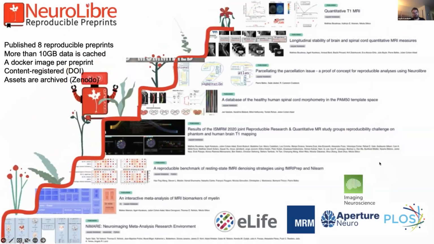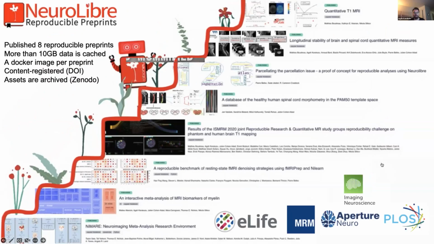So far, we have managed to publish 8 reproducible preprints for which there is more than 10 gigabytes of data cached on our servers. Each preprint comes with its own Docker image, and Neurolibre is committed to keeping them functional. We are keeping them in our private Docker registry so that they don't get deleted. In case you would like to rebuild the runtime environment, you won't run into the problem of obsolete dependencies. And all the reproducibility assets creating the preprint are archived and DOI linked to the publication.